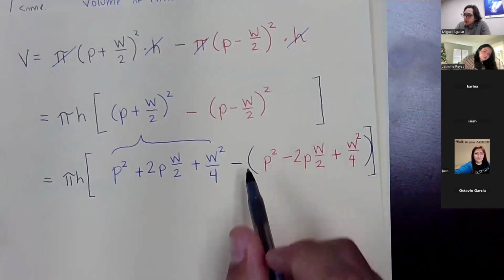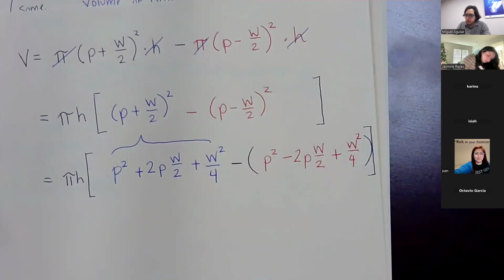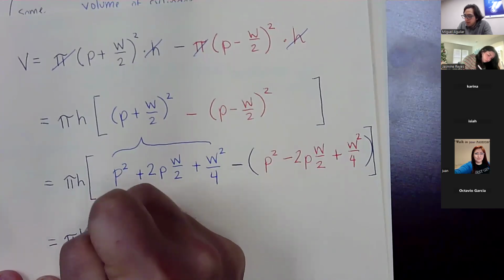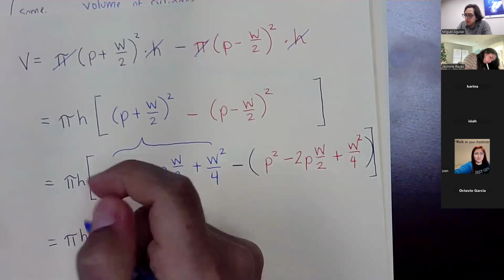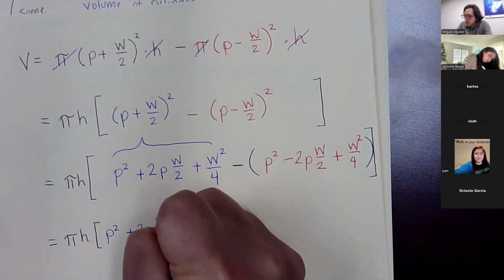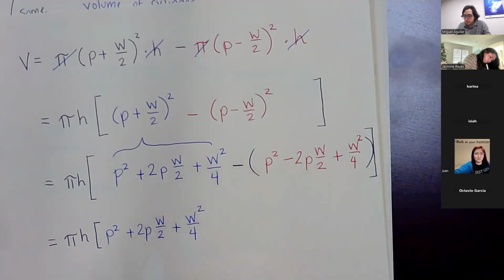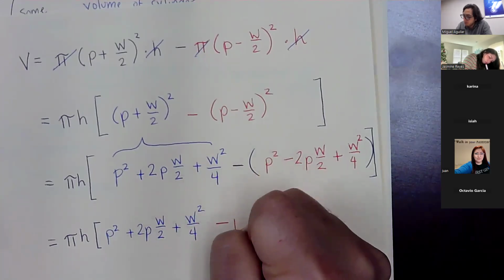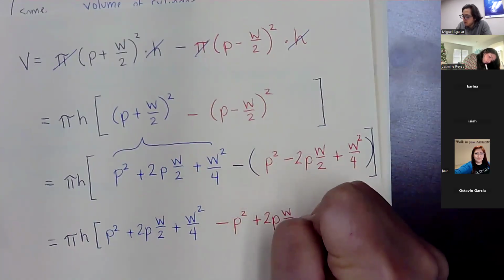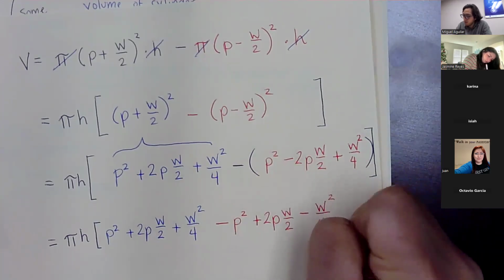Then we just need to distribute this negative sign here. So these guys in red are going to change signs. We can write this all out again: pi times h, and then in the brackets, we'll have p squared plus 2p times w over 2 plus w squared over 4. Then we're going to subtract p squared, add 2pw over 2, and subtract w squared over 4.